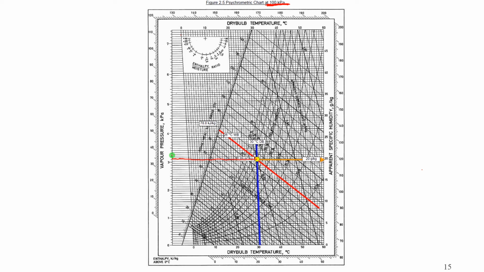The enthalpy scale is here from 0, 10, 20, all the way to 120 and 200. The same scale is repeated here. So we can read off the current air enthalpy by extending this line. It's about 80 kilojoule per kilogram.